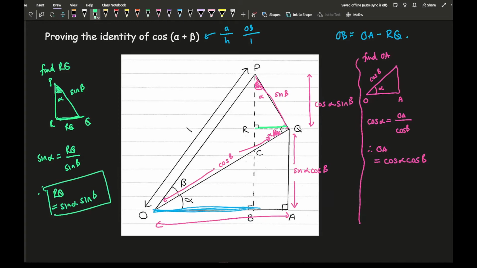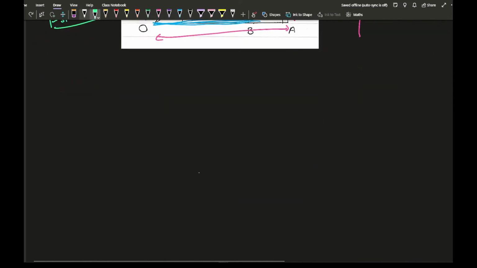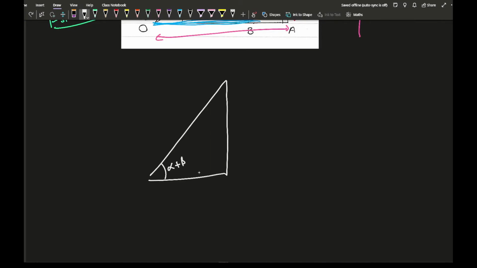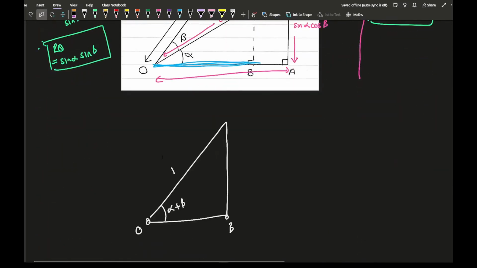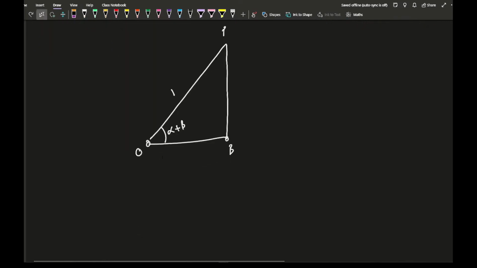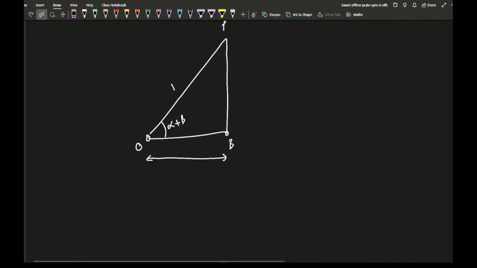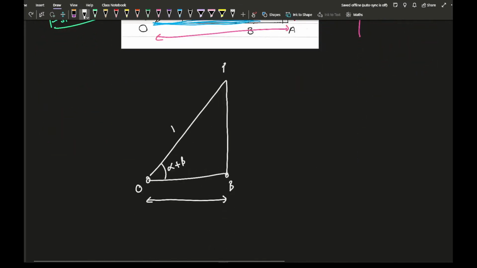Now taking this and this into this, because obviously I want to know what OB is, then the triangle that I get, if I just scroll down and draw that triangle, this angle here is alpha plus beta, this length here is 1, and again just labeling that triangle up, I've got B and that top is P. I then worked out that this length here is going to be equal to OA, which is cos alpha cos beta, minus RQ, which I worked out as being sine alpha sine beta.